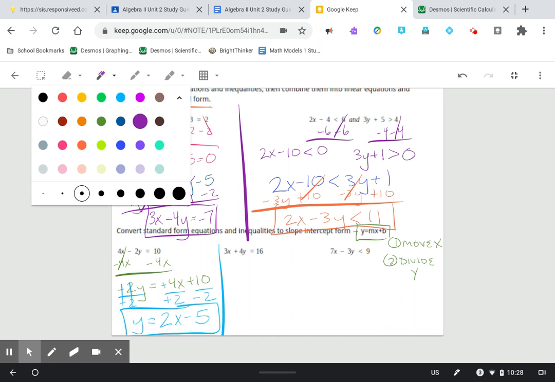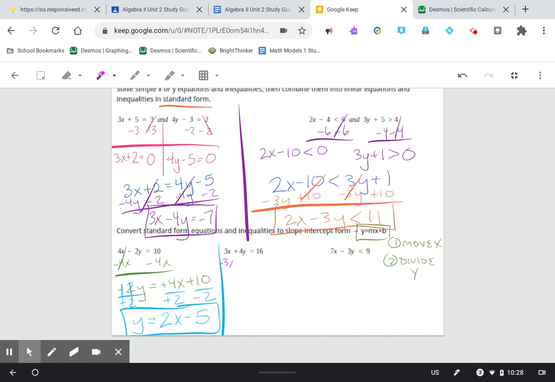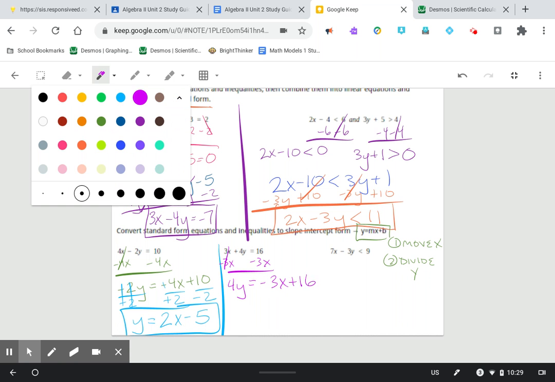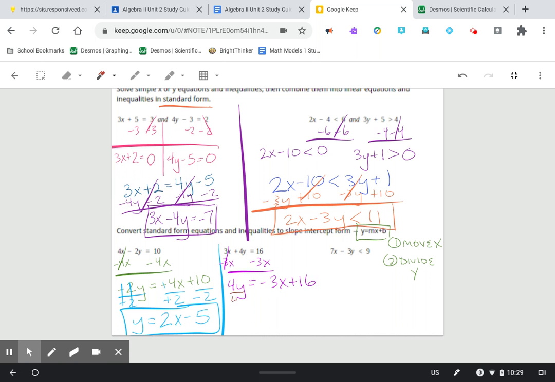Okay, next one, same process. Move the x, minus 3x, minus 3x. Those cancel, leaving me with 4y equals negative 3x plus 16. So then I divide everything by 4. Hopefully by now this is something that comes really easily for you because you've done this throughout your algebra career. Divide everything over there. We have a negative 3 divided by 4. That becomes a fraction, and 16 divided by 4 is 4. So there's our answer for that one.